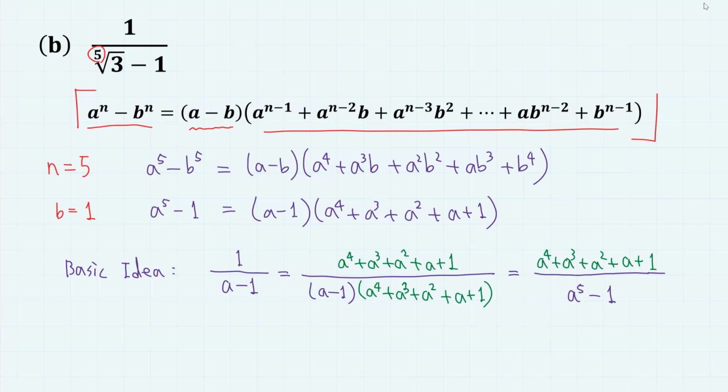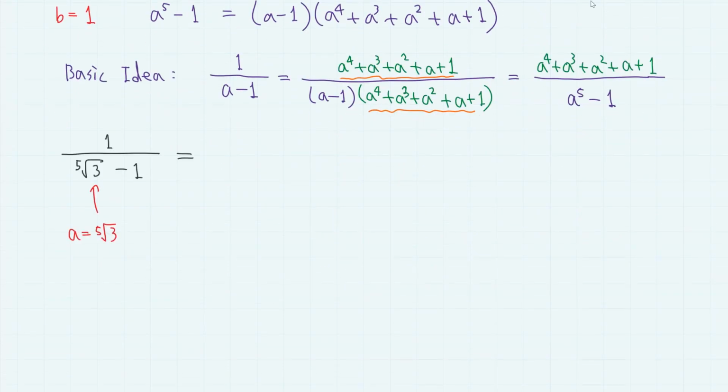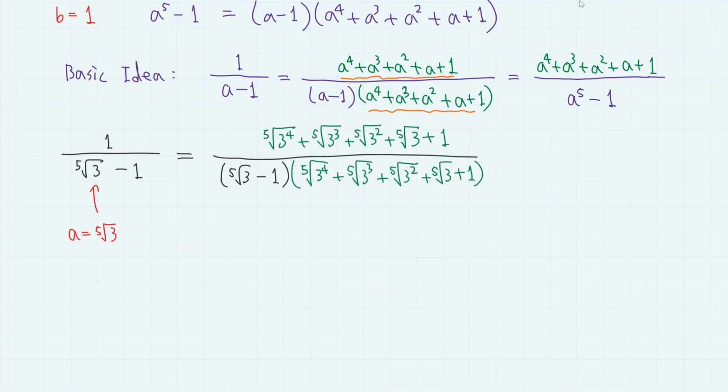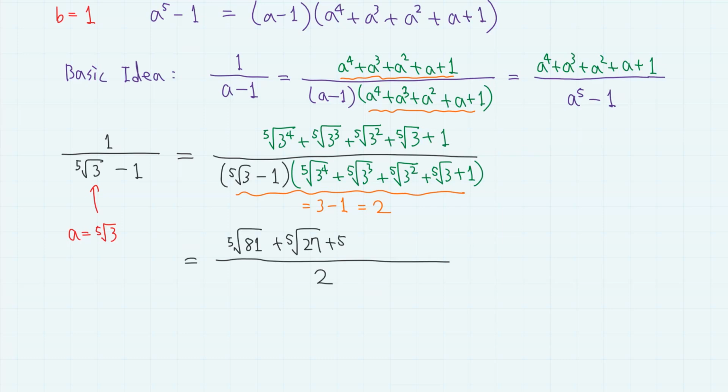Therefore, the basic idea is that we multiply this thing on both denominator and numerator. For our specific case, a is equal to 5th root of 3, so we multiply this. Then we know that the denominator equals 3 minus 1, which is 2. And on the numerator, we have 5th root of 81 plus 5th root of 27 plus 5th root of 9 plus 5th root of 3 plus 1.